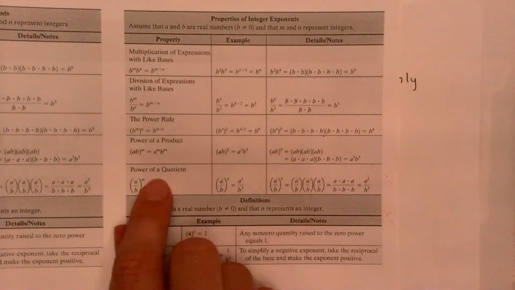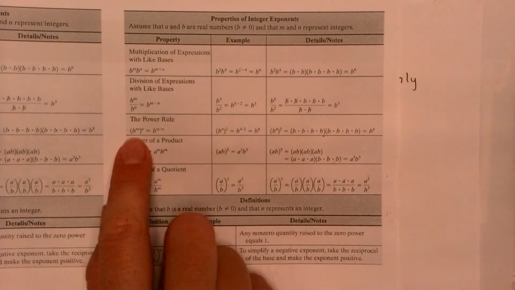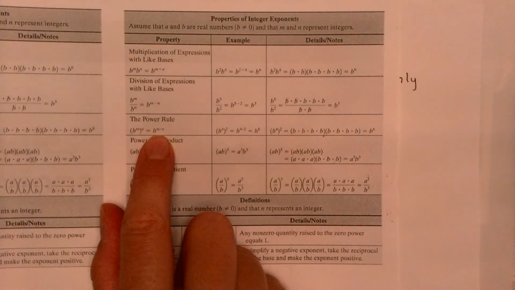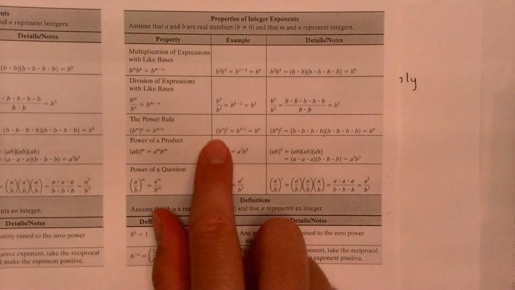All right, then we have our power rule. A power to a power is what it looks like. B to the m power of n is b to the m times n. So anytime you have a power to a power, you're multiplying. And so here we have b to the fourth to the second.